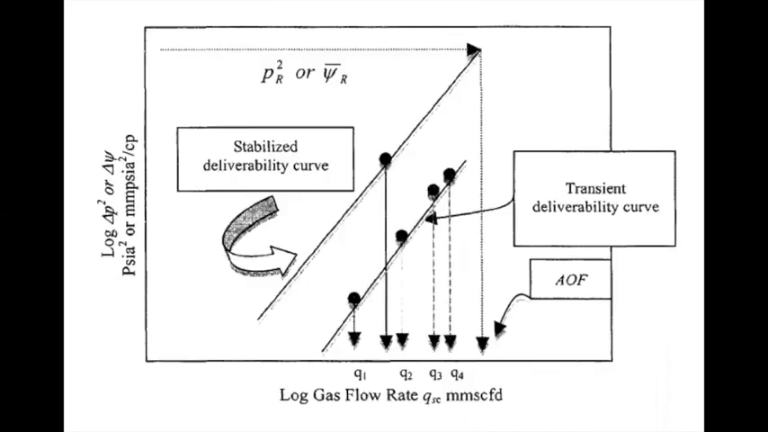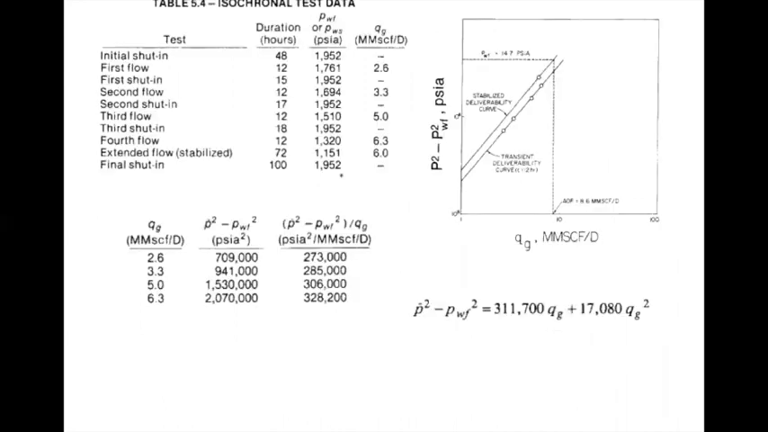So this is all about the testing. And there is one numerical that I have taken for isochronal test from John Lee book. You see that we have some given data, and from this given data, we take the values for different flow rates. Just you have to plot this P² minus Pwf² on the y-axis, and on the x-axis you have to plot Qg, and you got 4 different points here.